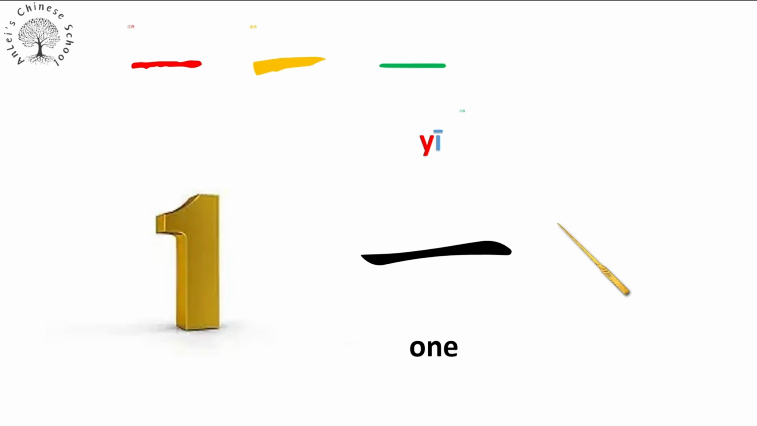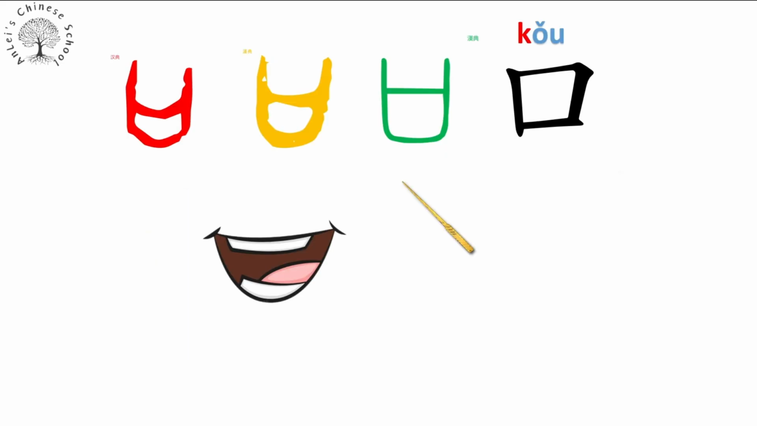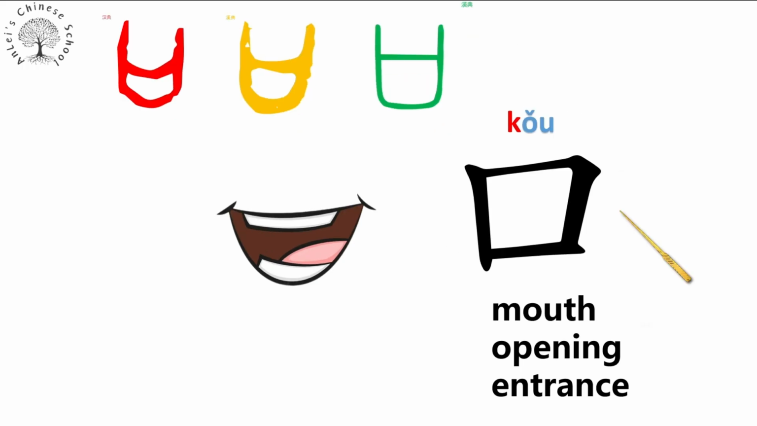一, 1. This character is a 口. The ancient character just looks like a mouth. 口, mouth, opening, entrance.